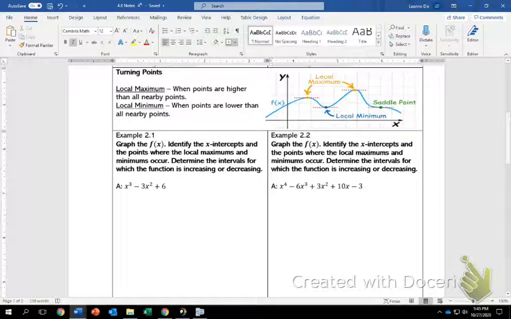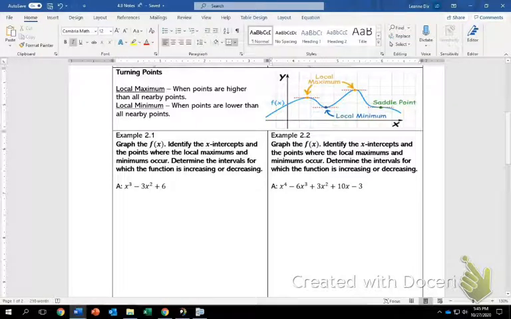But you can have multiple maximums and multiple minimums. Please make sure that you understand the difference between them. A maximum is like the peak of a mountain, and a minimum is going to be a valley, where the valley is. All right, so what I'm going to do in example 2.1, it has a lot of instructions. It says graph the function, which I want you to do on your calculator. Then it says identify the x-intercepts, the points where the local maximums and minimums occur, and determine the intervals for which the function is increasing and decreasing.